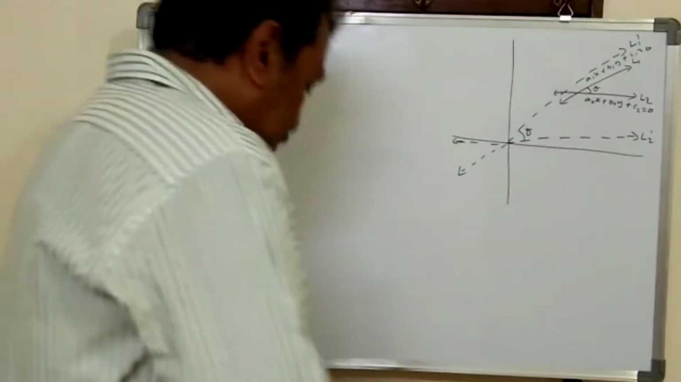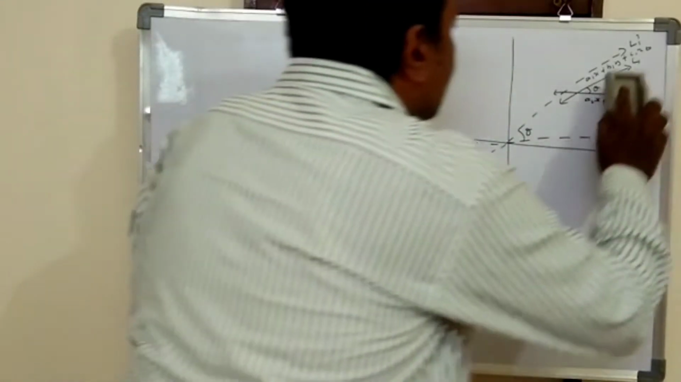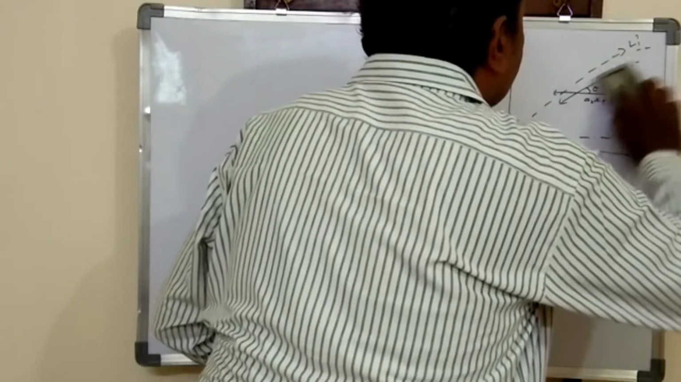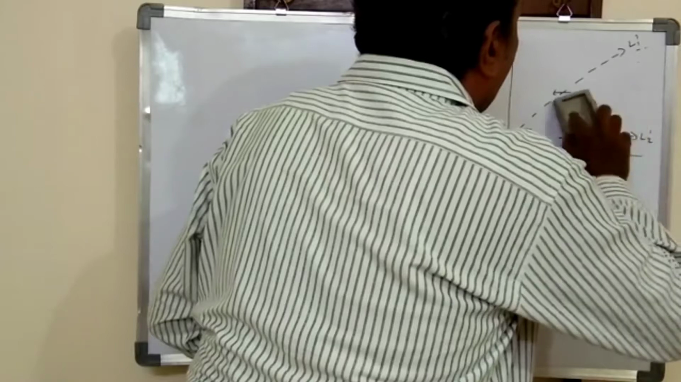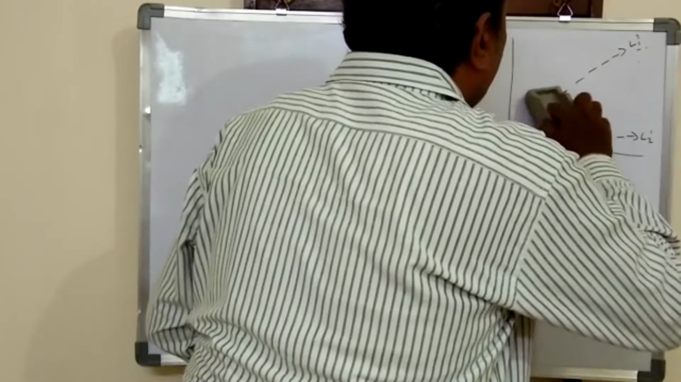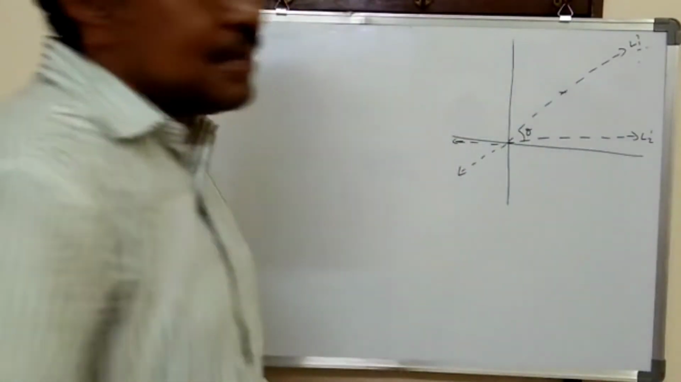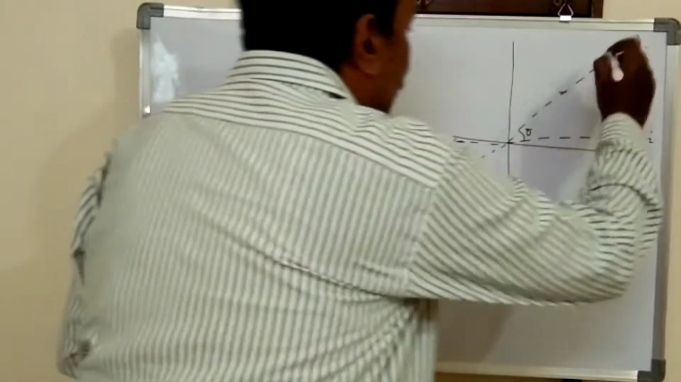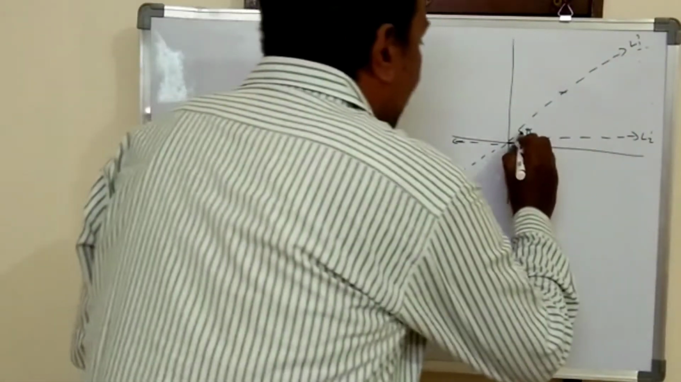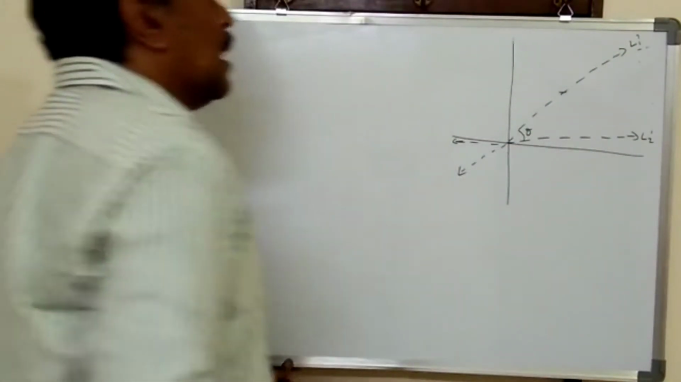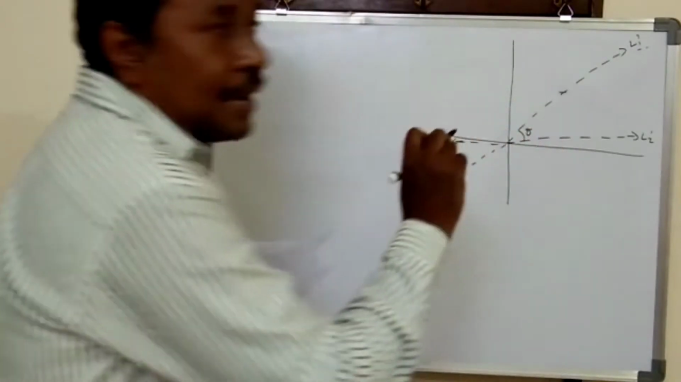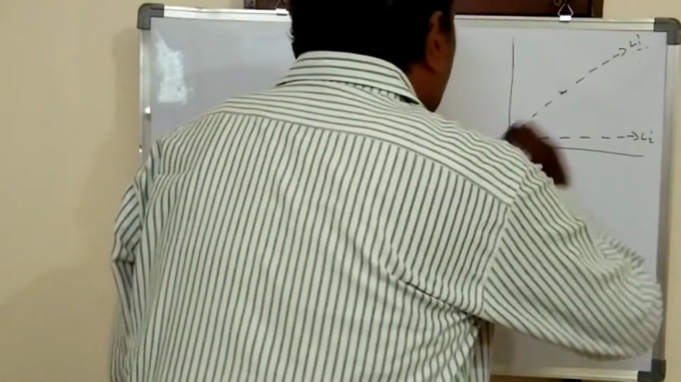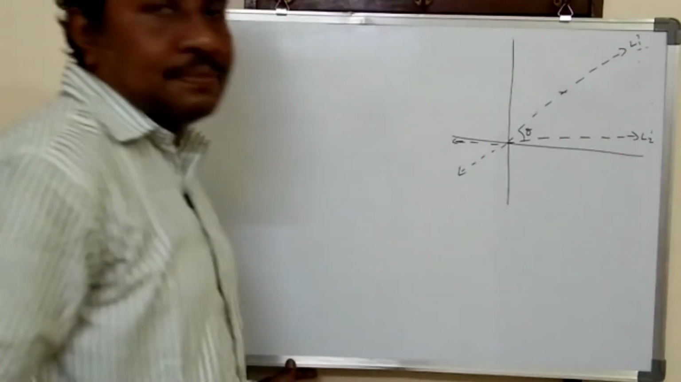Now let us erase these two original lines, and for our convenience we will consider only the duplicate lines. The angle between these two lines is theta. Now first of all we need to find a point. Now what about the equation of these two lines?